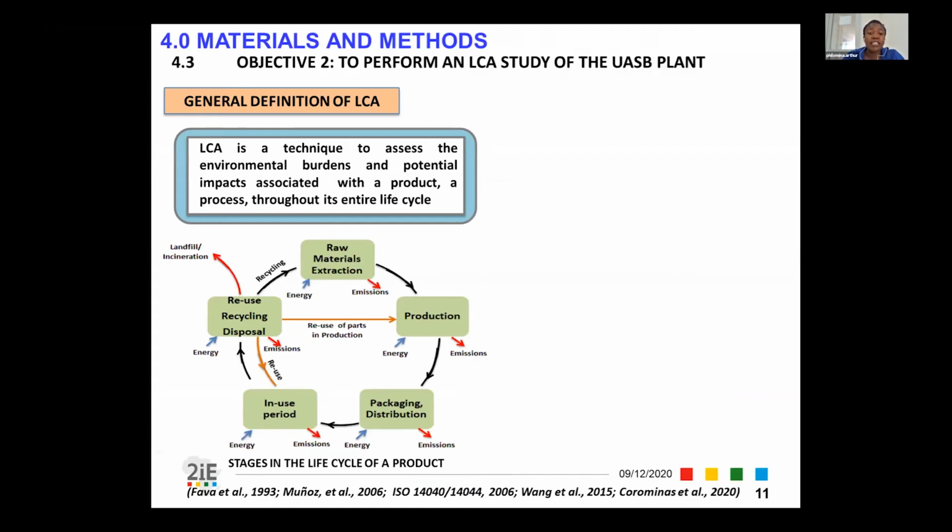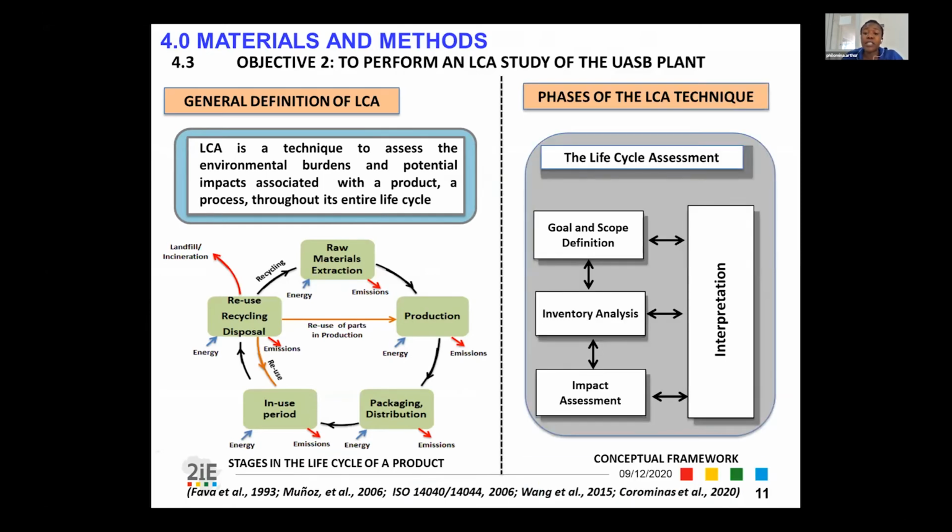According to the International Organization for Standardization, the life cycle assessment is a technique that is used to assess the environmental impact of a product or a process throughout its entire life cycle. According to ISO 14040, the life cycle assessment has 4 phases. We have the goal and scope definition, then we have the inventory phase, then we have the impact assessment phase, and finally the interpretation phase.